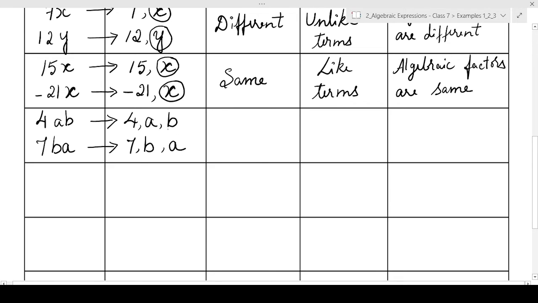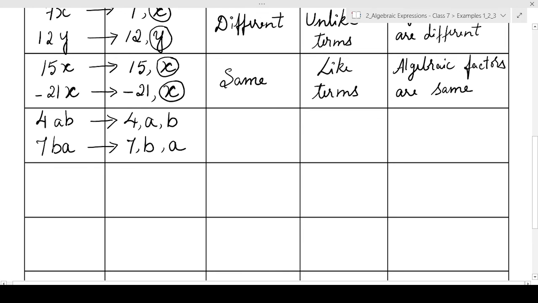So whether it is ab or ba doesn't make a difference, because it is multiplication. Whether a into b or b into a gives you the same answer. 2 into 3 or 3 into 2 gives you the same answer. So the order of it does not matter to us.